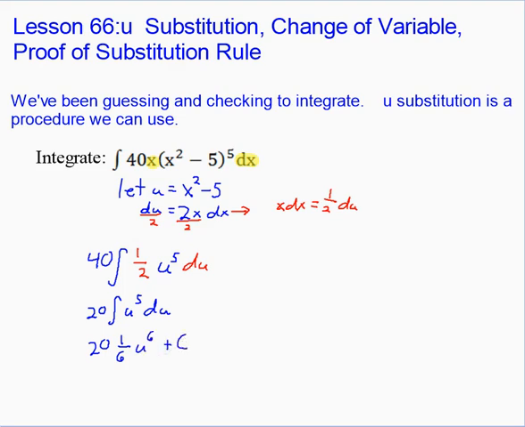But my original integration problem here was in terms of x. So now what I do is I plug back in what u is equal to. So we have 20/6, which reduces to 10/3. Reduce that, and it's u to the sixth. Well, instead of doing u, I'm going to put in this x squared minus 5. And then we have plus c. Plus c, not plus 6. And there is the integration of that using this u-substitution idea.